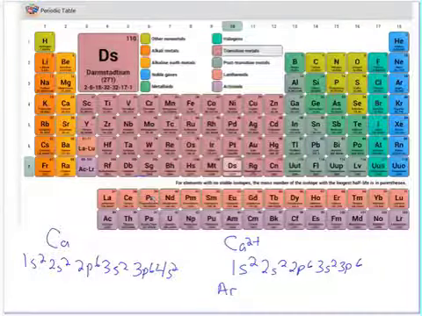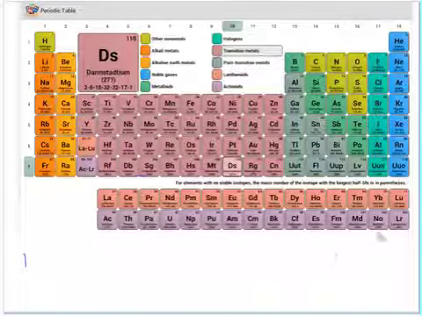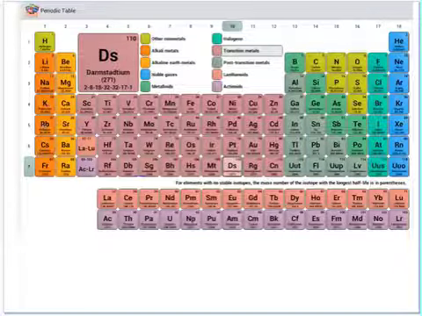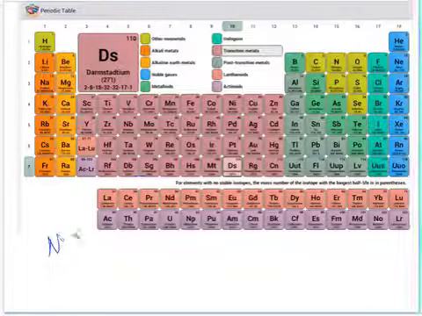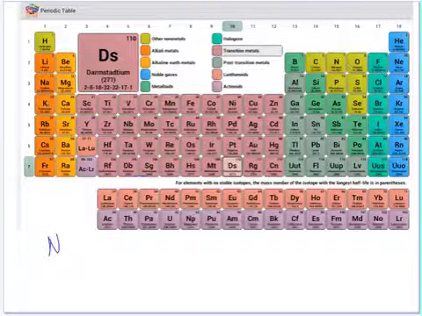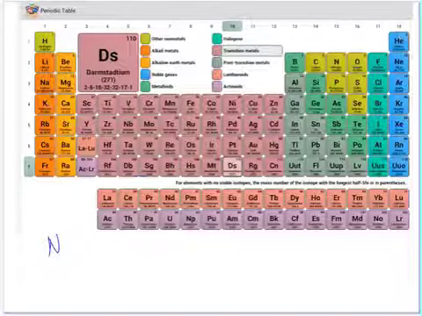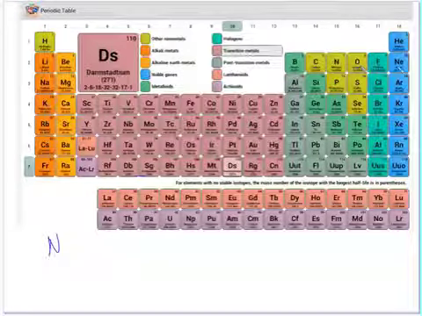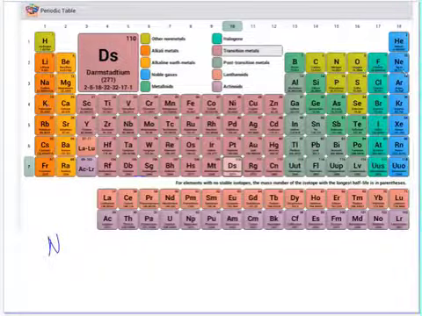Let's try another one here. Let's say that we picked one like nitrogen. We have to think about nitrogen because to become like a noble gas, it could either gain 1, 2, 3 electrons, or it could lose 1, 2, 3, 4, 5. Nitrogen's going to gain 3. Nonmetals gain electrons, so it's going to gain 3 and be like neon.